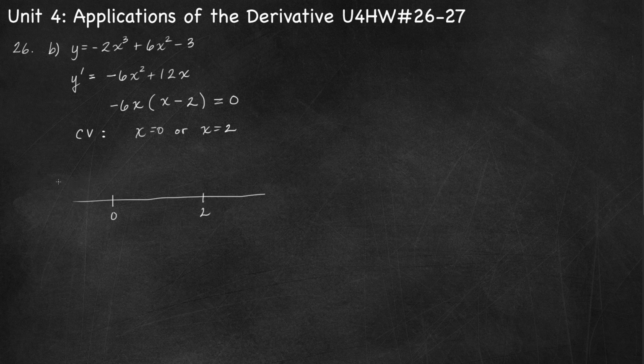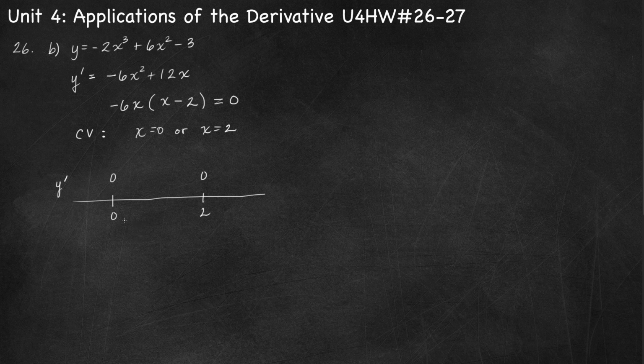And I'm interested in knowing what's happening to the first derivative, so y prime. At 0, the first derivative is 0. At 2, the first derivative is 0. And now we need to know what's happening at all the other numbers besides 0 and 2.